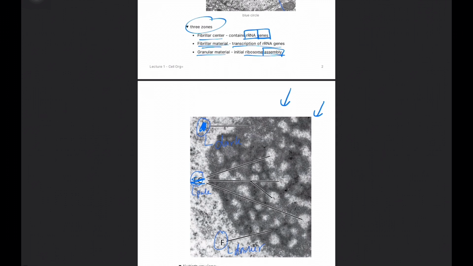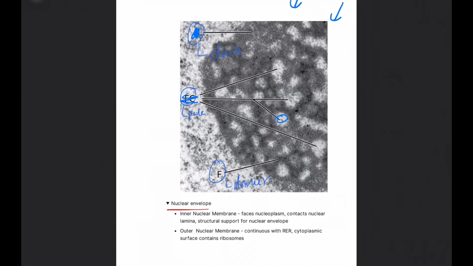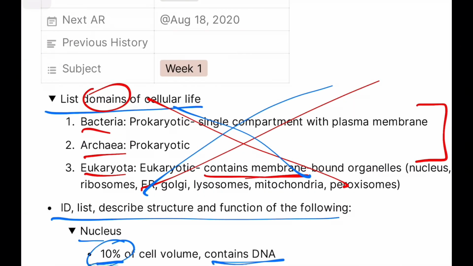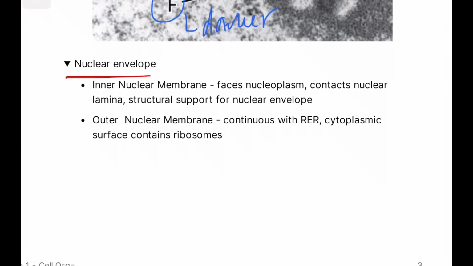So you just have to know that the granular material is going to be very dark. You have to know that your fibrillar material is going to be darker than your fibrillar center, and your fibrillar center is very pale, right? That's something that you have to drill into your brain, and that takes time and effort. But just remember that the time and effort you spend on that is all the time you save from not writing down stuff that you don't have to know, right? So then here we come down to the nuclear envelope, the inner nuclear membrane, and the outer nuclear membrane.